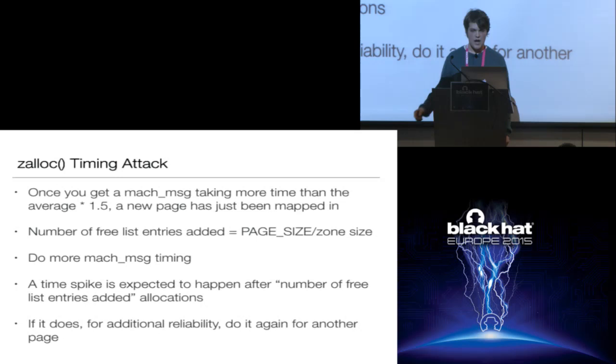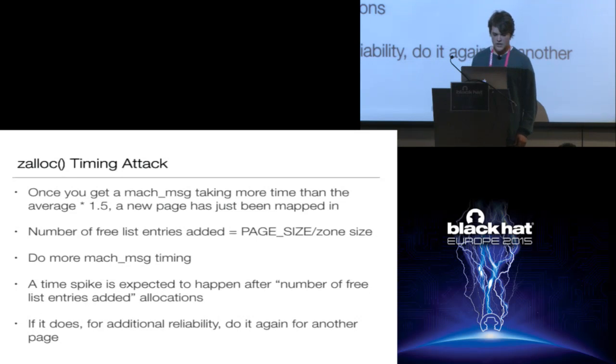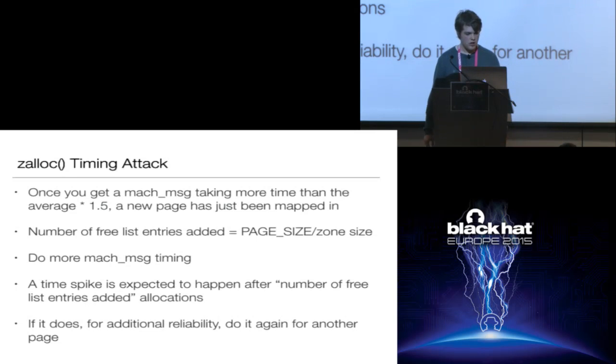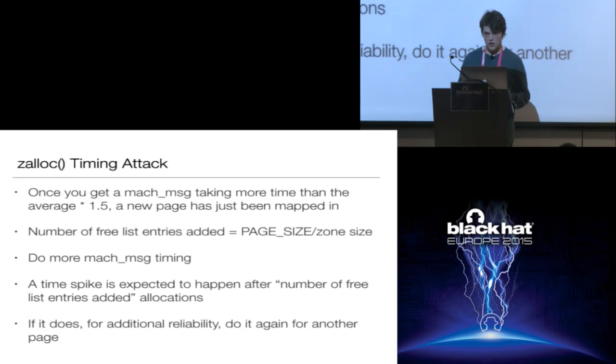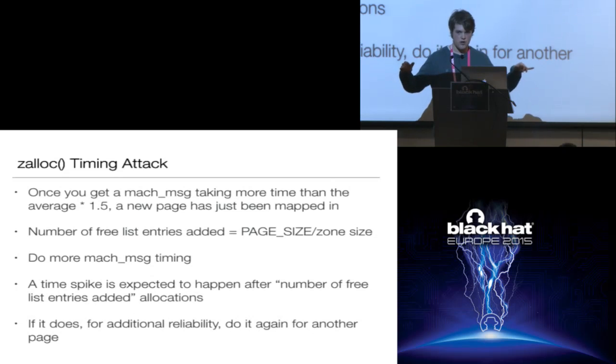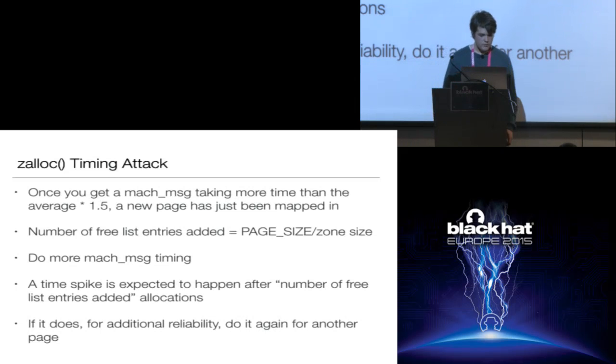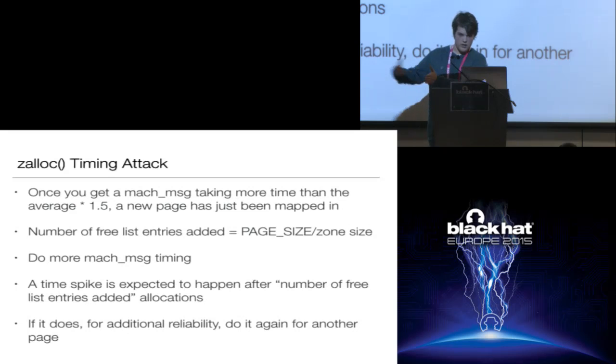As such, we can just keep timing MAC messages, expecting a number which is close to the average. When a time spike is expected to happen, if it happens, we have a full page of adjacent allocations. If it doesn't, we have just failed and we can just retry. You can do this for multiple pages, because if you run out of a page, you create a new page, and if you create the same number of allocations, the page will run out, so you will allocate a new page. You can do this over and over to have additional reliability on your exploit.